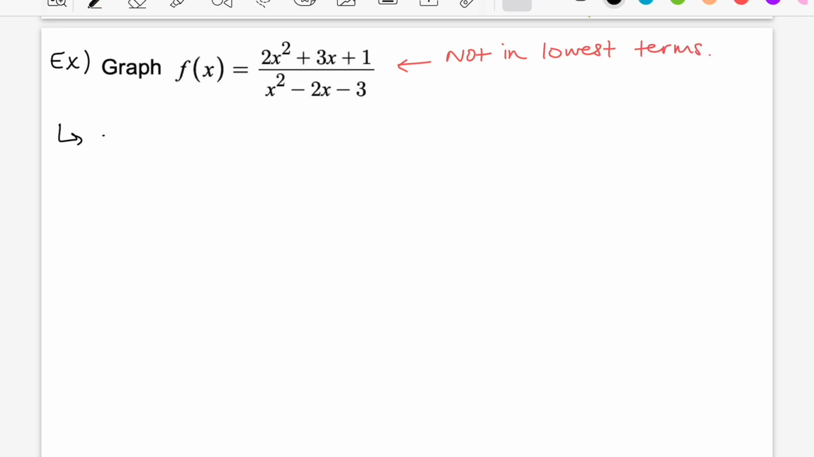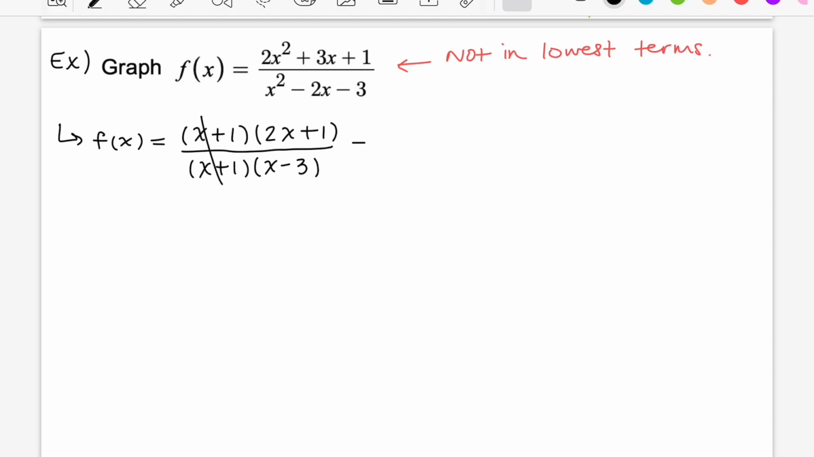This is because we can rewrite our function as the following. By factoring both the numerator and the denominator, we'll get x plus 1 times 2x plus 1 on the top. And on the bottom, we have x plus 1 times x minus 3. Now, when factoring this, we can see easily that these guys cancel, and our function becomes 2x plus 1 over x minus 3. And now this guy is in lowest terms. We can't simplify it any further. All right, so now we're good to move forward in our procedure.